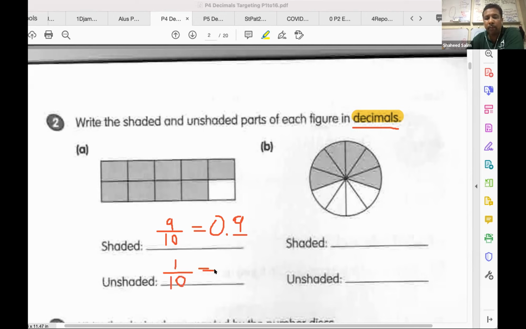Okay, I know it's boring, but you need to learn this. Because some of the students that I've taught at secondary school still don't know this. And I have to teach them primary 4 decimals.